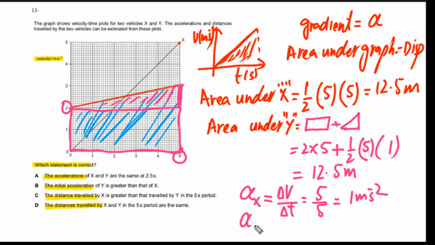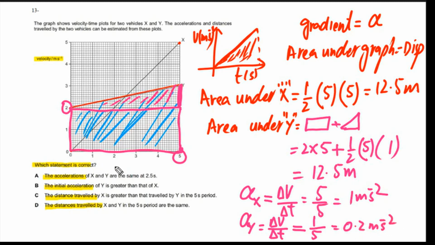We can also find the acceleration of body Y. Again, same formula, delta V by delta T. In this case, you can see the change in V is 1, meaning delta V is equal to 1, and the time taken is equal to 5. So the acceleration of body Y is equal to 0.2 meters per second per second.